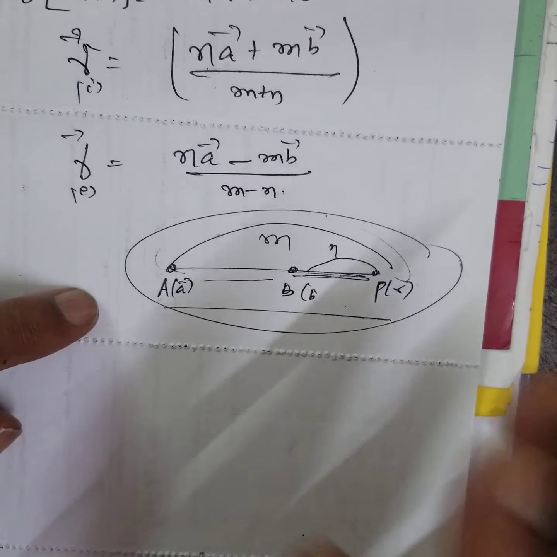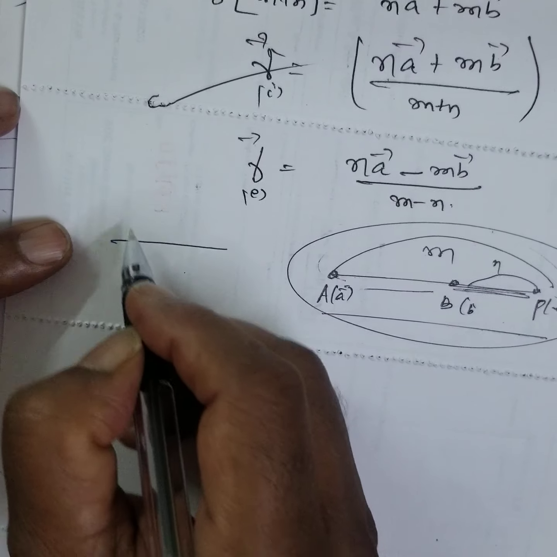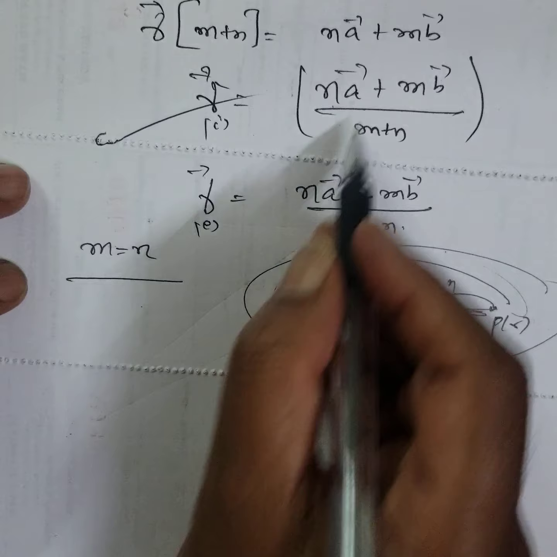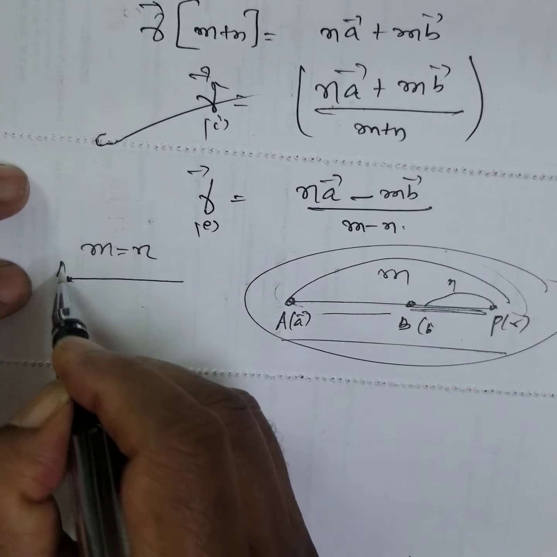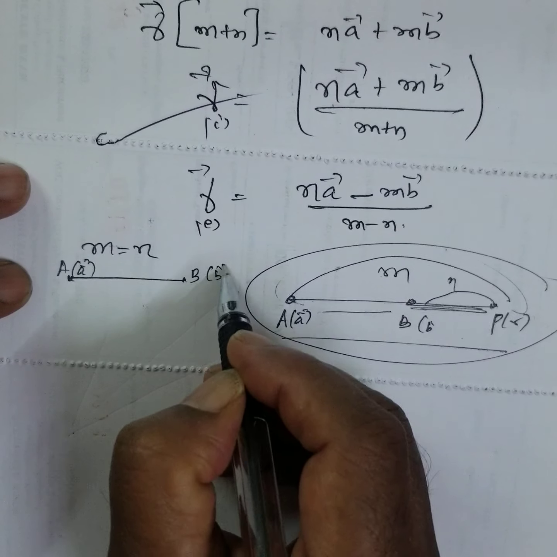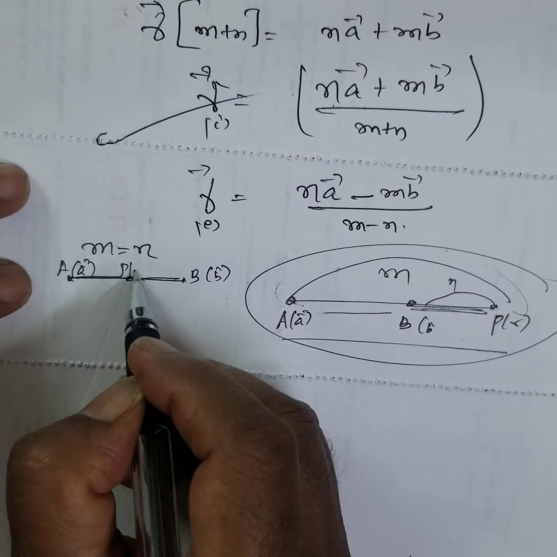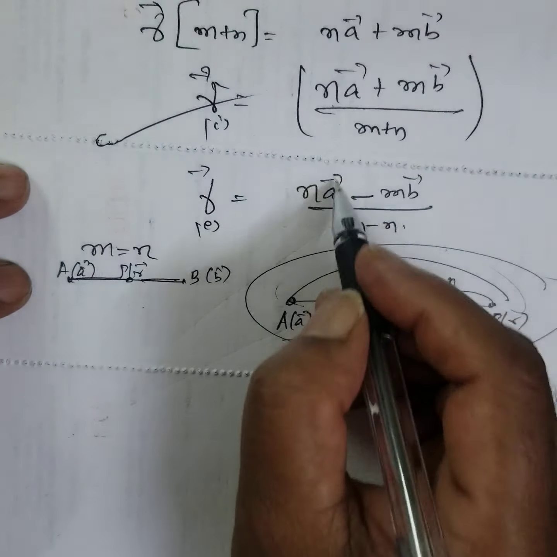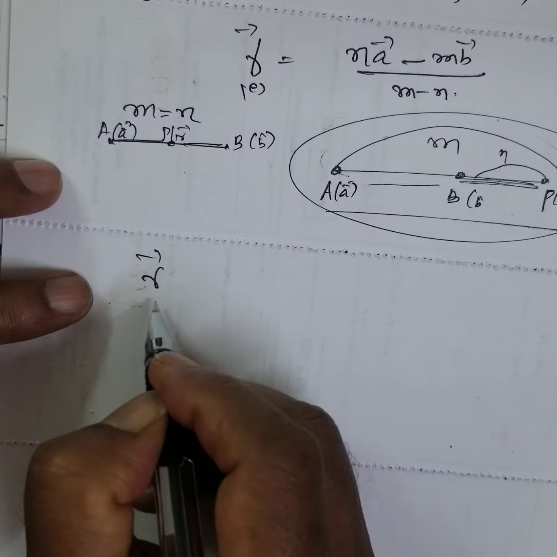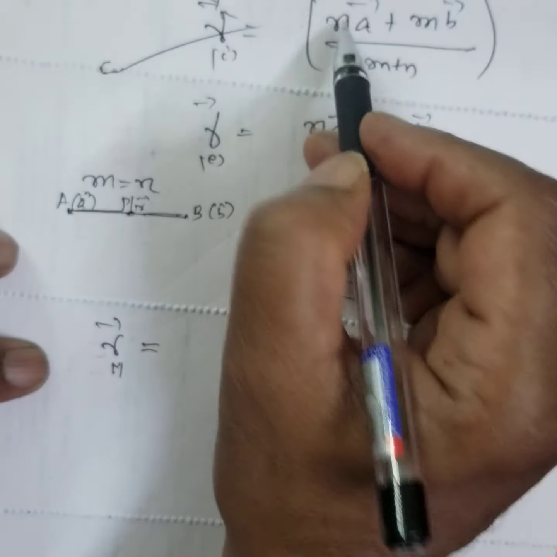But the derivation is not important for you. What is the midpoint? Suppose M is equal to N. What happens? If M equals N, with A and B as position vectors, the point P comes at the midpoint. This R becomes the midpoint. Now you substitute here: R, the midpoint, is equal to, with N also being M.